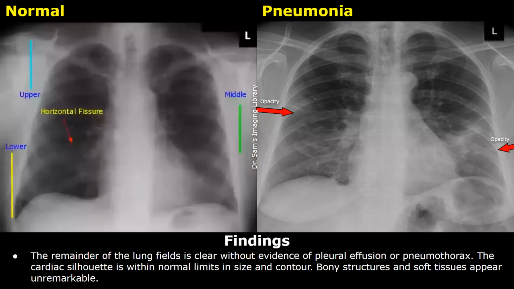The remainder of the lung fields is clear without evidence of pleural effusion or pneumothorax. The cardiac silhouette is within normal limits in size and contour. Bony structures and soft tissues appear unremarkable.